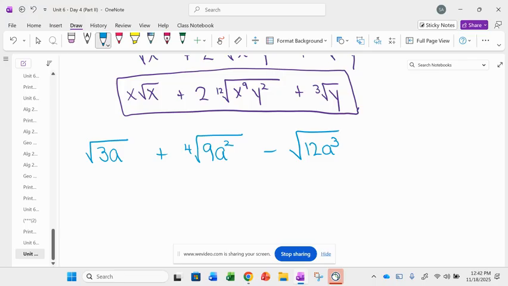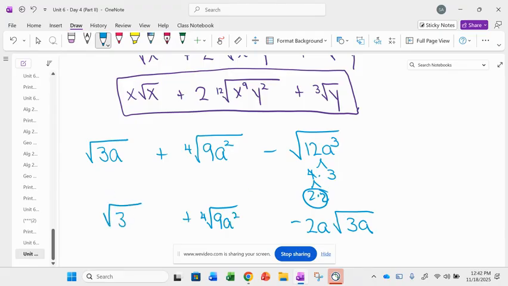Okay, so for this, in order for us to be able to add, you need the same index and you need the same radicand, right? I do notice this 12a to the 3rd, I can simplify this. So 12 becomes 4 and 3, 4 becomes 2 and 2. So this becomes 2a root 3a. And then I have the 4th root of 9a squared, which is a major problem for a couple of reasons. And then I have the square root of 3a.